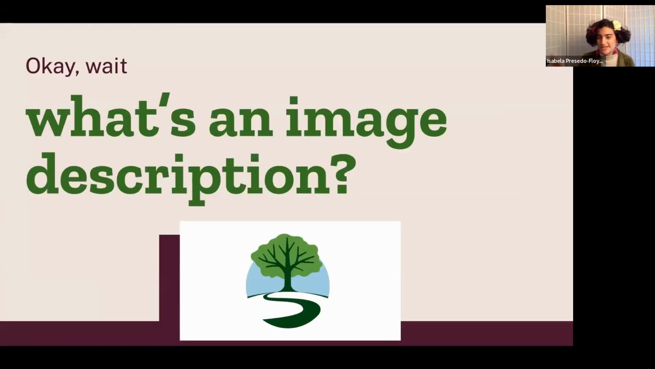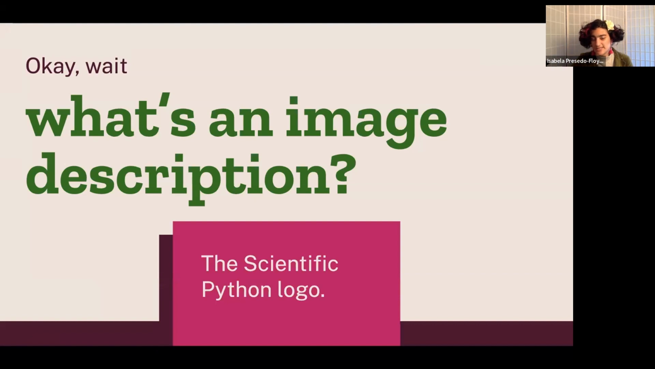But wait, I talked a bunch of things. What is an image description in the first place? So that's saying, I have an image at the bottom of the screen, and if for some reason you can't access it, it would tell you that this is the scientific Python logo and not, in this case, logo.png, because I put it in here. So it's having a description that actually responds to what's happening.